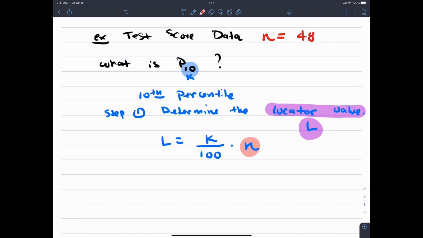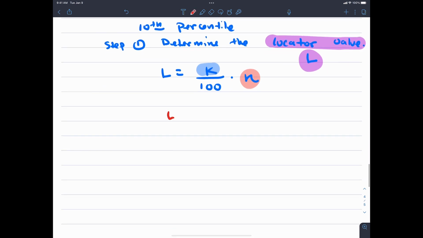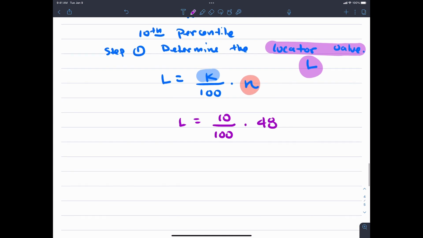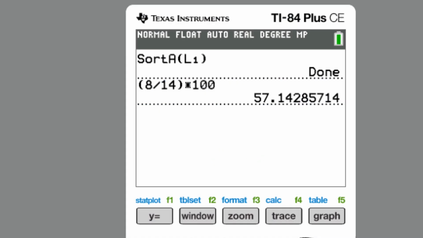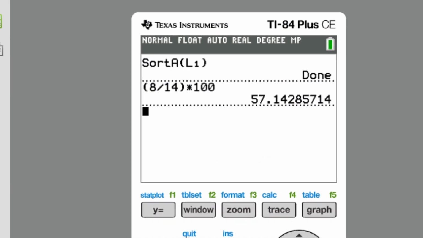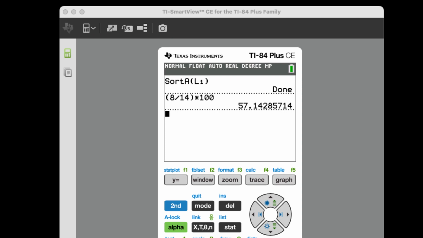Now, what is the value for K? In this example, K is what? 10. Good. So let's get L now. My locator is going to be 10 over 100 times 48. It's really working backwards, but okay. All right. So 10 over 100 times 48. I'm going to scroll out here. Let's clear this.